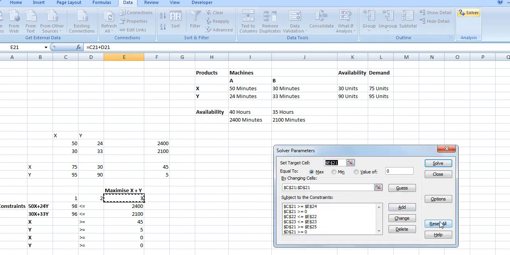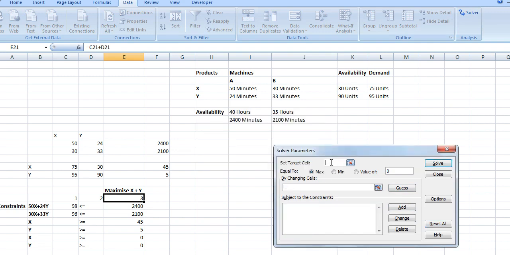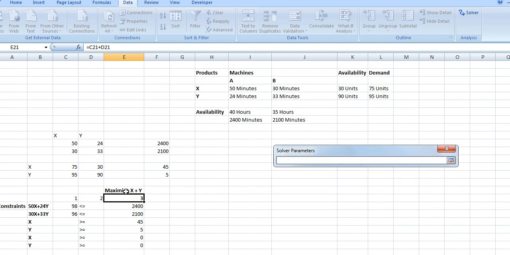I will reset this and we'll see from the beginning. So similar to Goal Seek, we have to set the target cell. Our target cell is this. If you see the content of the cell, it's C21 plus D21, it's X plus Y. I have taken an example of 1 unit of X and 2 units of Y. We have to maximize this by changing cells. These two cells we are assuming to be X and Y.